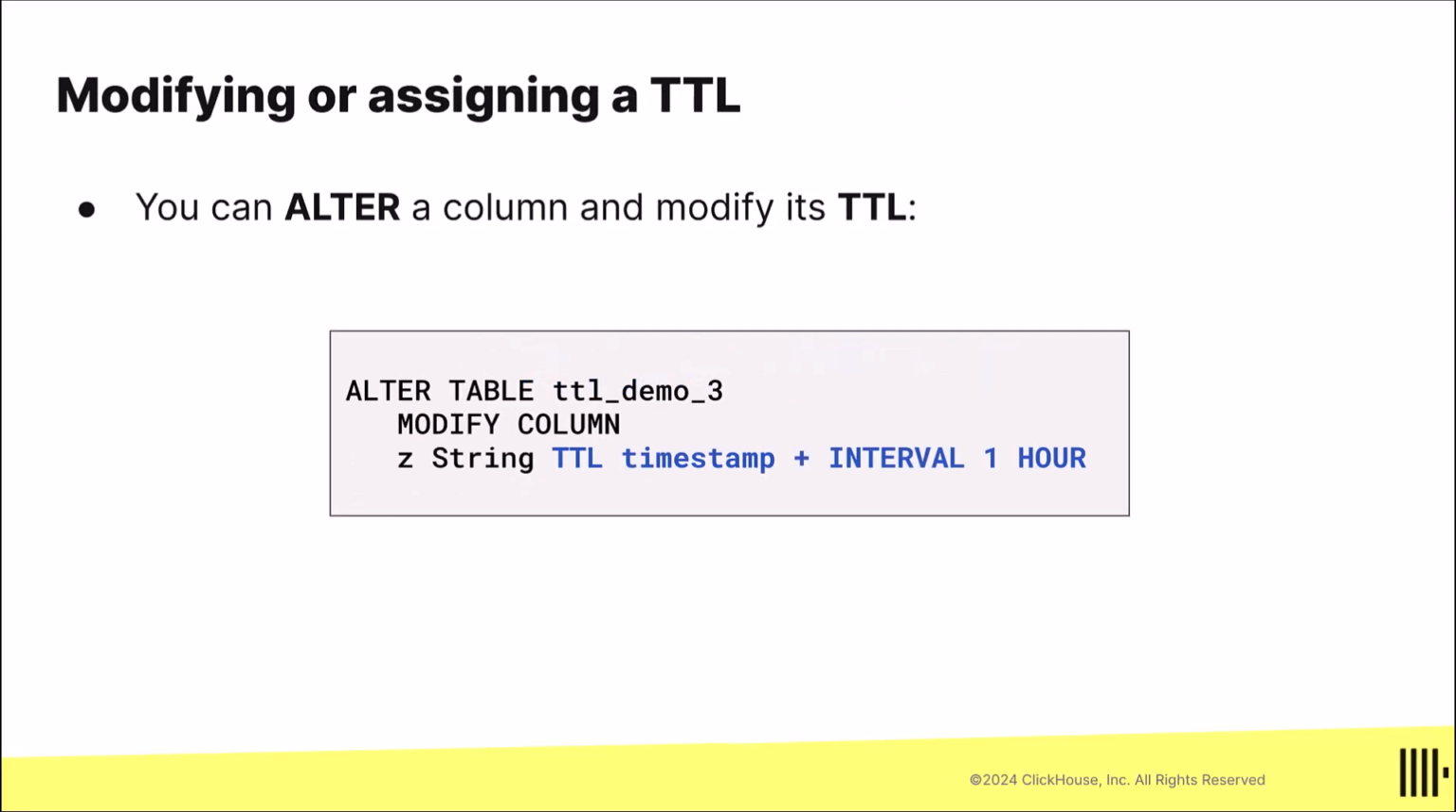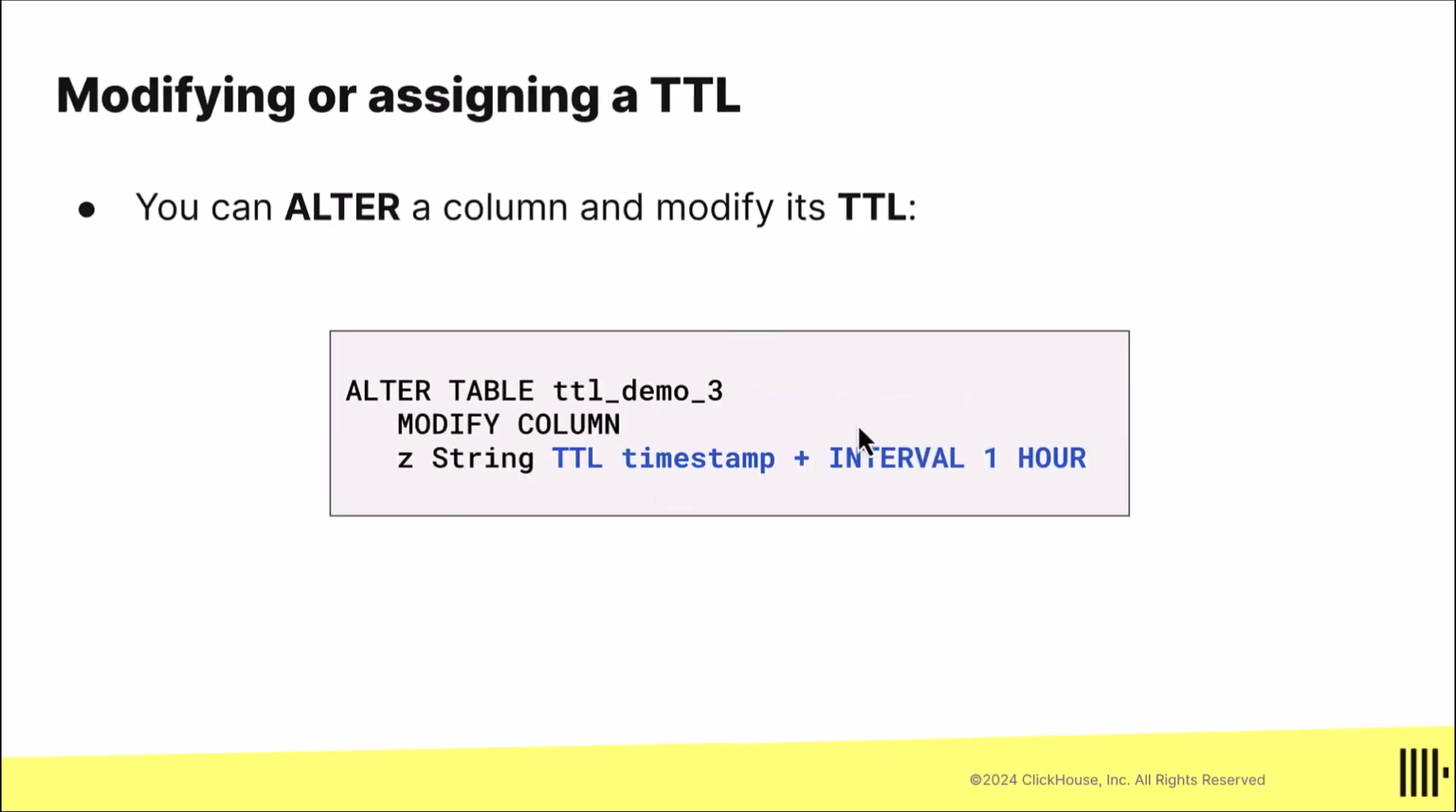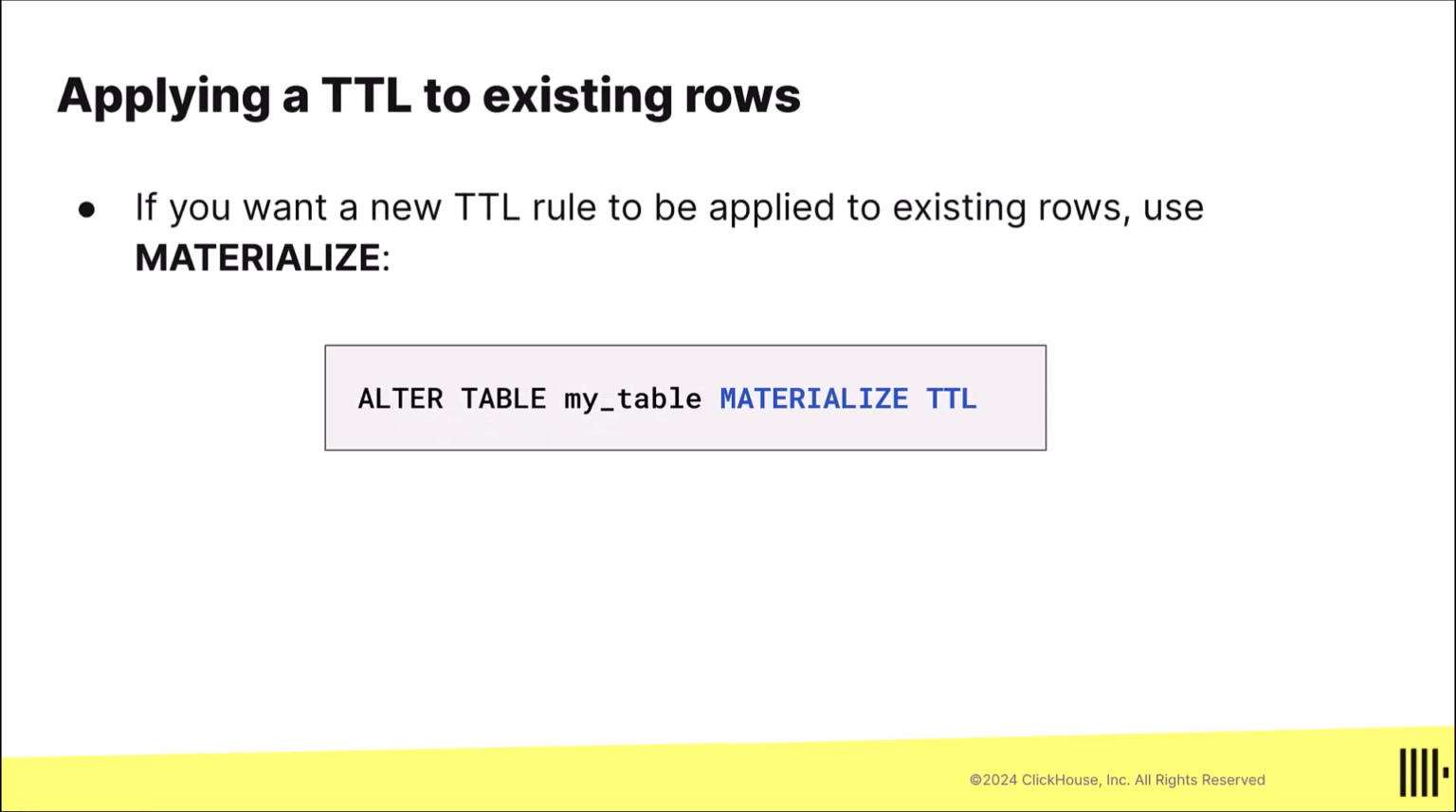If you didn't define the TTL at table creation time, here's an example of adding it later. You can alter a table and modify a column and just apply a rule. Now that rule is not going to be applied immediately. You can materialize it. And in this particular example, by the way, both of these create mutations. This will be a mutation. This mutation doesn't take very long because all it's doing is changing the metadata, the schema of the table. This query will return right away, but this mutation might take a while.